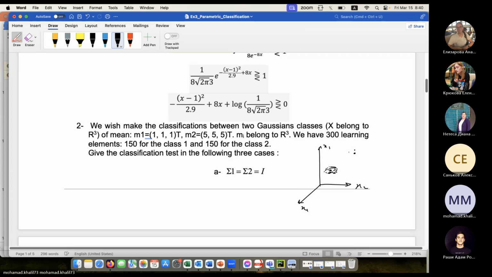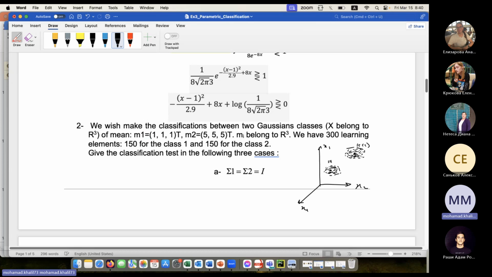Okay, and around here, you have also got data. Something like that. In the space, not in R2, in the space R3, there is data around 111 and around 555.